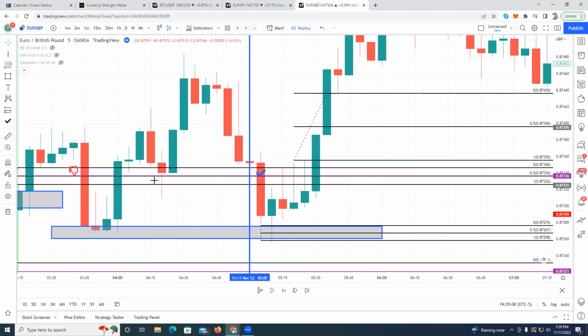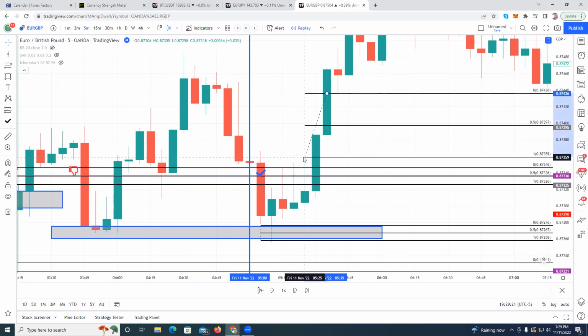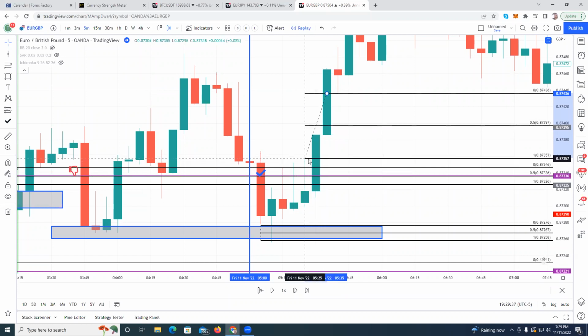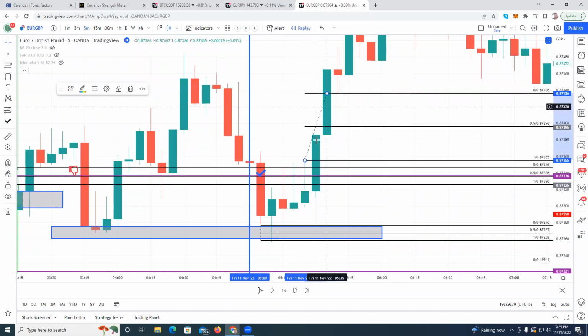Before I go further with imbalance in the order blocks, does that make sense to you guys? No, the wicks do mean something. That's where we're taking the imbalance from. So if this wick was down here, then that means price would have never been here yet. Does that make sense? But because the wick is here, we put it right here because price hasn't come back in this area.